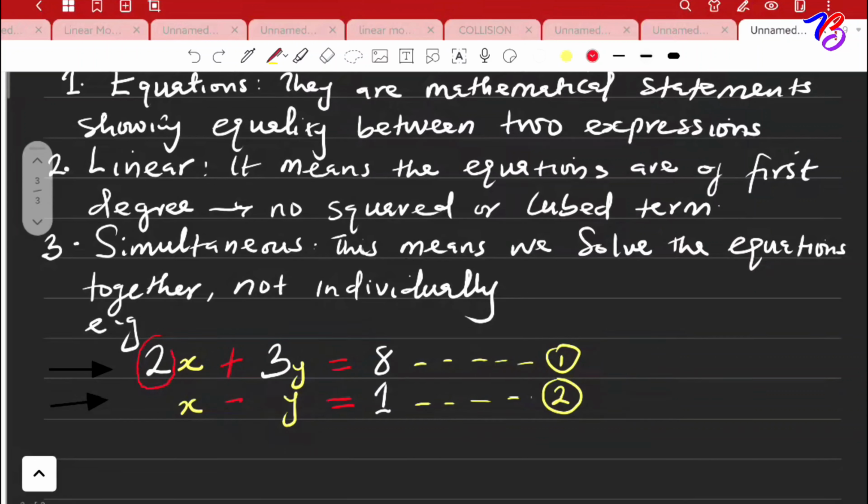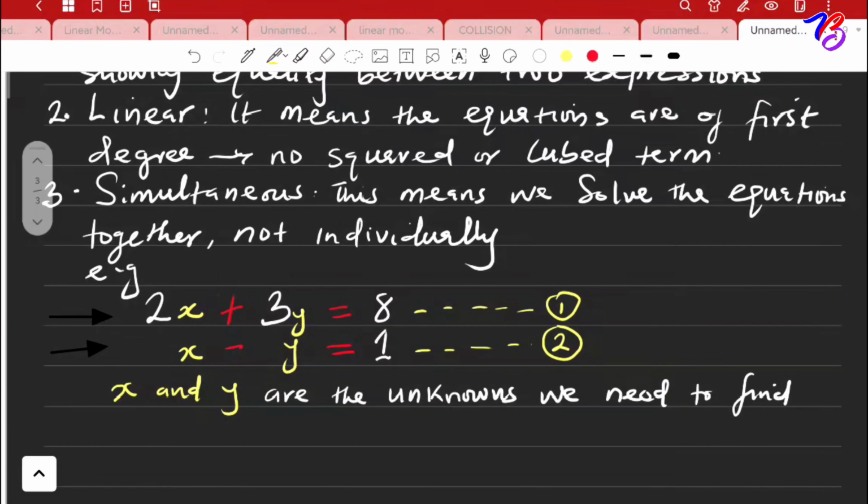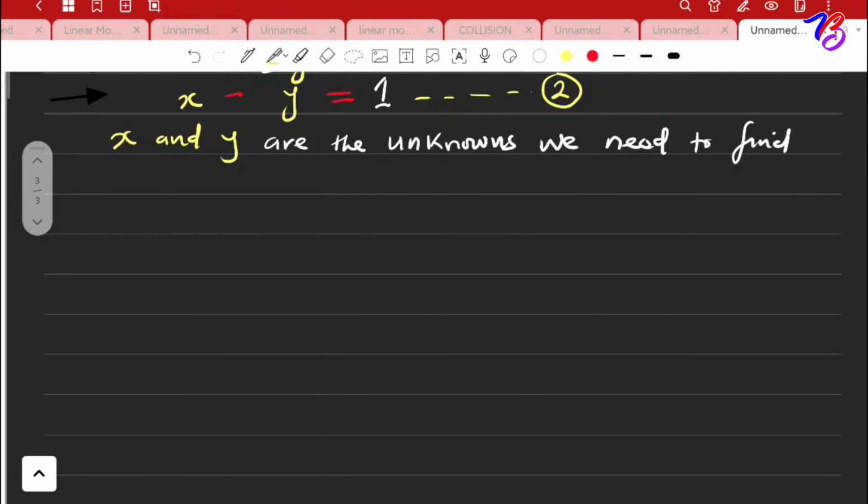So we have equation 1 and 2 that we're going to solve at the same time. So take note of what I'm circling. We have our coefficient of x to be 2. For the second equation, x has no coefficient. Then we have 3 to be the coefficient of y. And then 8 and 1, of course, are your constants also. Take note of this. So x and y are the unknown variables, and we need to find them.